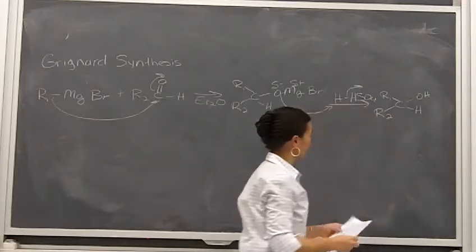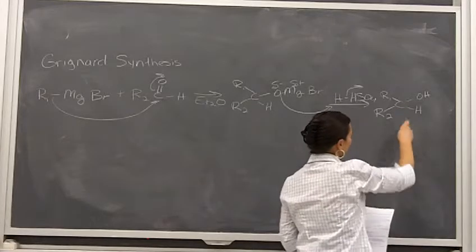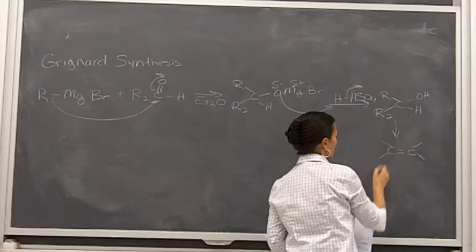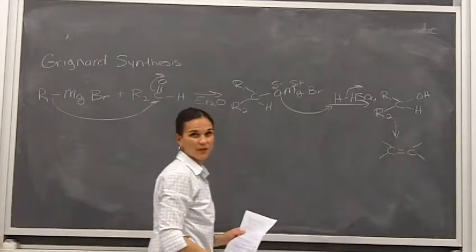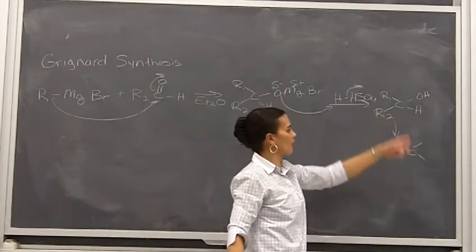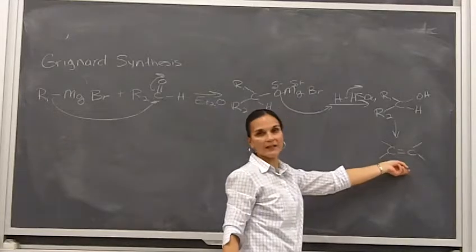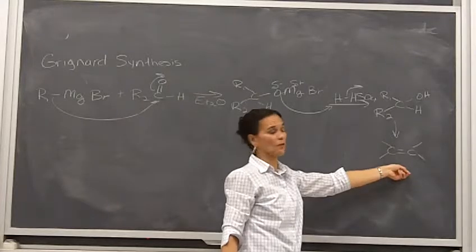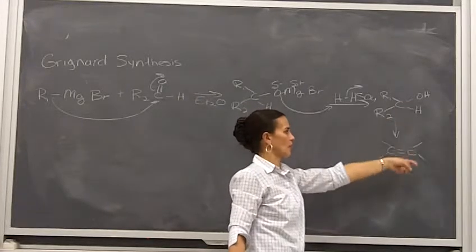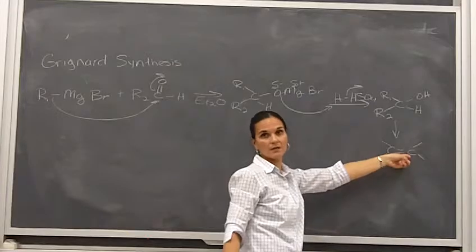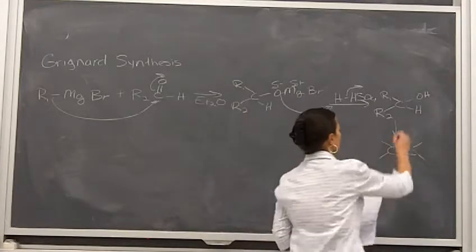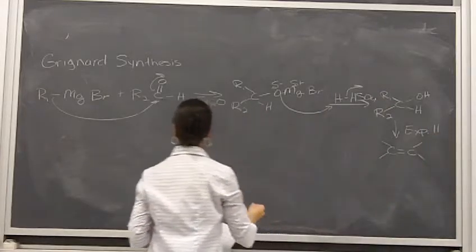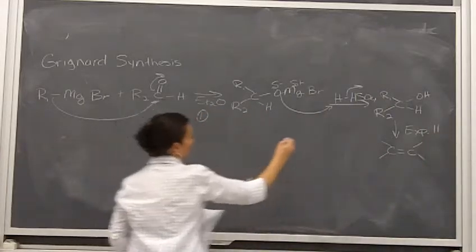Now, what we have to be careful with here is it's really easy to go from here to here. We don't want to do this. This is what we're going to do next week. It's really easy from this alcohol to eliminate and get the alkene. We don't want to do that until experiment 11, all right? So I'm going to talk about here in a minute some precautions we're going to take so we don't do this this week, all right? This is experiment 11, okay?